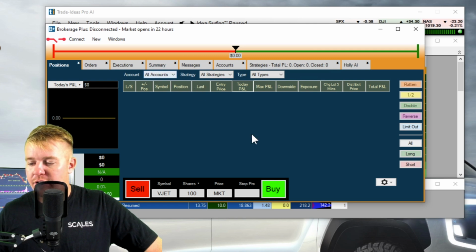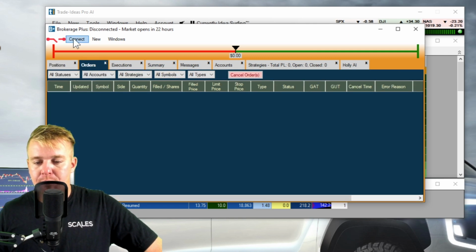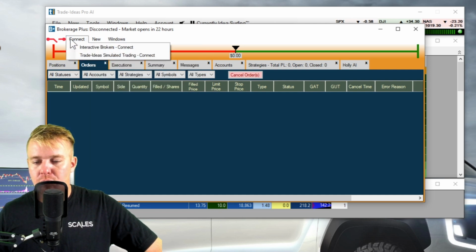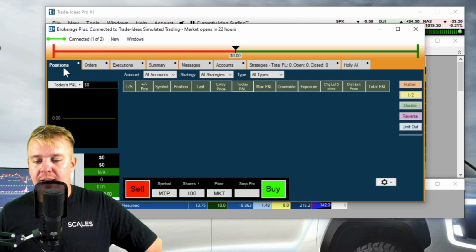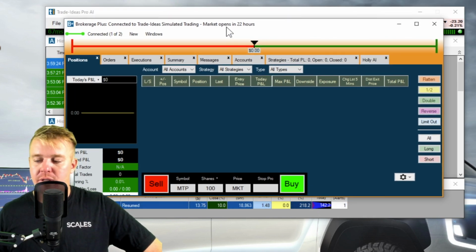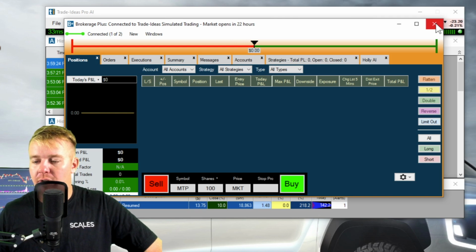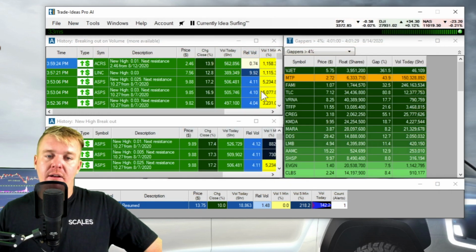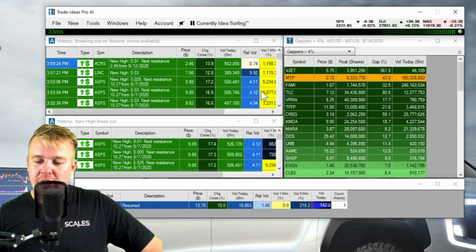So again, you can set this up for paper trading through the platform now, which is really cool to have. And you can see right now it's connected with the paper trading. So you can paper trade inside of Trade Ideas with the live data and all that, and test different strategies out right there. So there it is, Trade Ideas 2020, some new features.